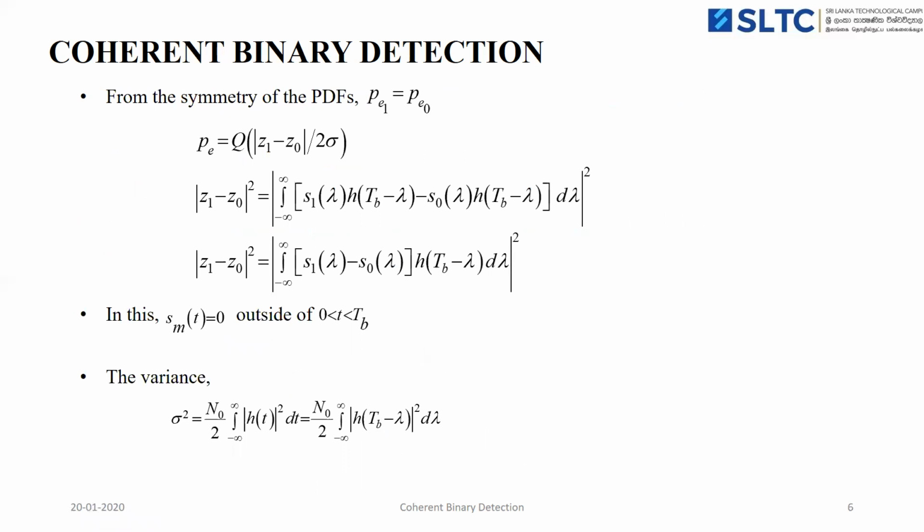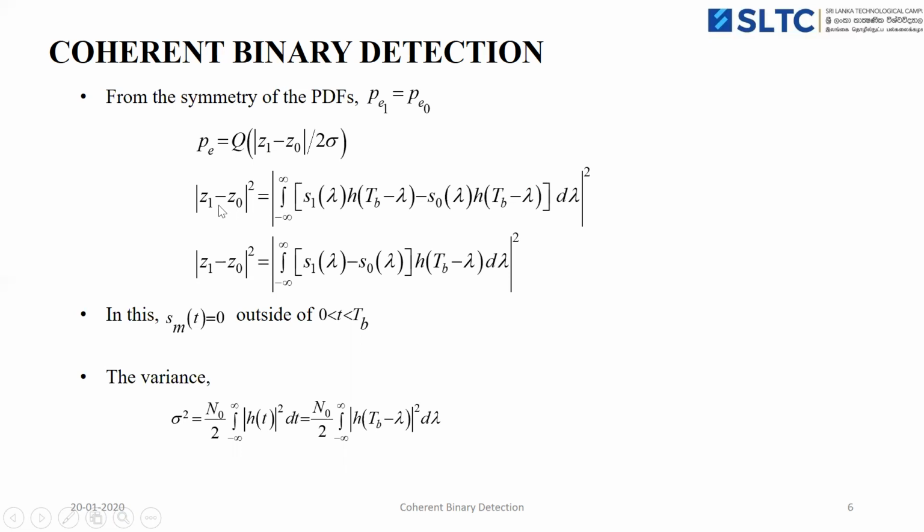Since binary 0 and binary 1 are equally likely and follow the symmetric PDF, the probability of error for binary 1 and binary 0 are equal. Therefore, the probability of error is equal to Q of the modulus of the difference Z1 minus Z0 divided by 2 sigma, where Q is the Q function. And we have to expand this term, Z1 minus Z0 whole squared.